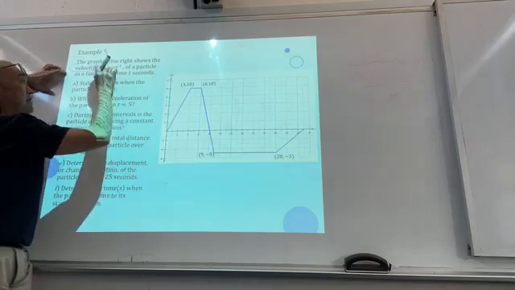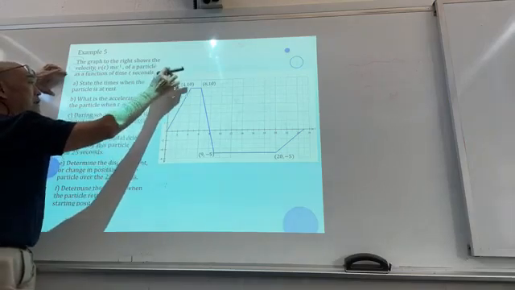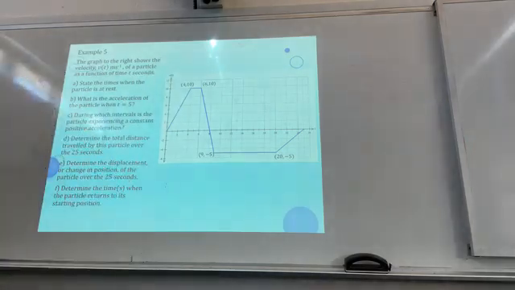Make sure that you read and know what the y-axis is. Now, let's think about a question like this.